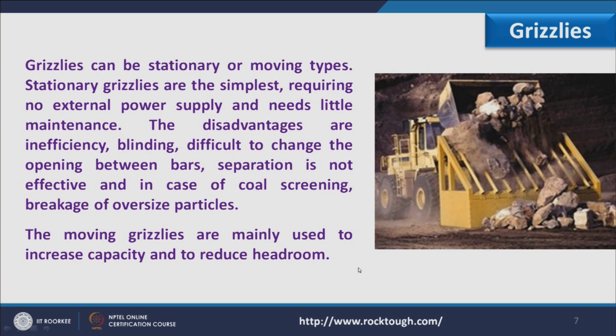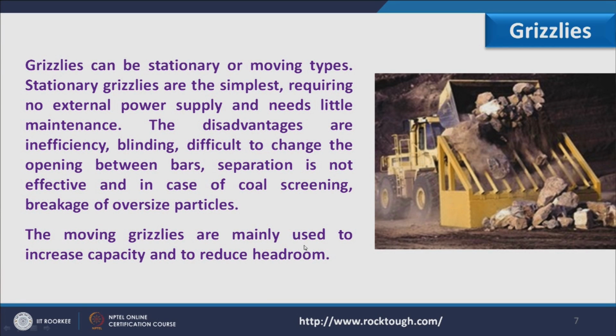So, Grizzlies can be stationary or moving types. Stationary Grizzlies are simplest, requiring no external power supply and needing little maintenance. So, if you see this figure, the material is falling on the Grizzly and the coarser material is collected at the lower end of the Grizzly and fine is collected at the bottom. So, if I consider this particular Grizzly, it is nothing but stationary. So, there is no power consumption in this type of Grizzly.